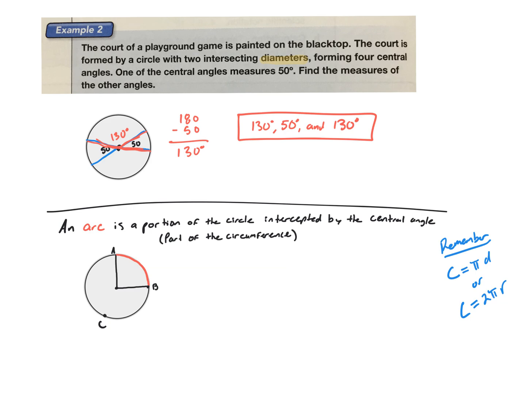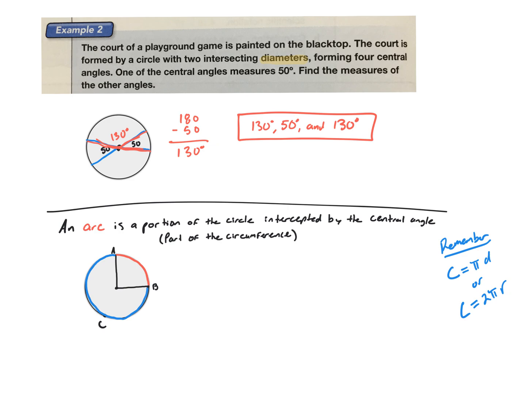Alright, and I'm sure you're asking, hey, you said we're going to be talking about central angles and arcs. How come we've just been talking about central angles? Well, we're going to talk about arcs now. An arc is a portion of the circle intercepted by the central angle. So this arc is kind of just like a piece of the circumference. Now, technically here, we actually have 2 different arcs. We have this red one here, and we also have this blue one that goes this way around.